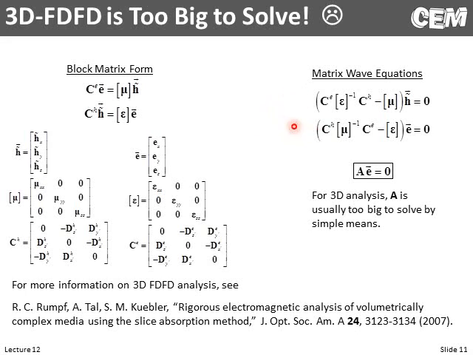So when I do that, I end up with two matrix wave equations. And both of these have the same form, some big square matrix A multiplying the column vector E, and of course equals 0 because we haven't done anything on the right hand side yet. So both of these equations are in this form. I just might have an H instead of an E here.